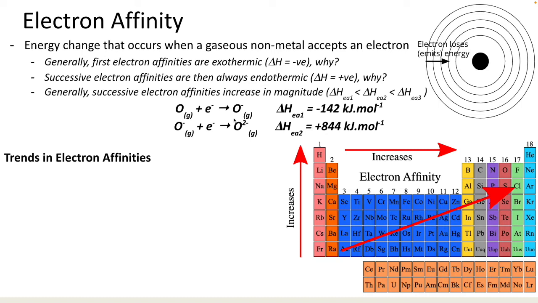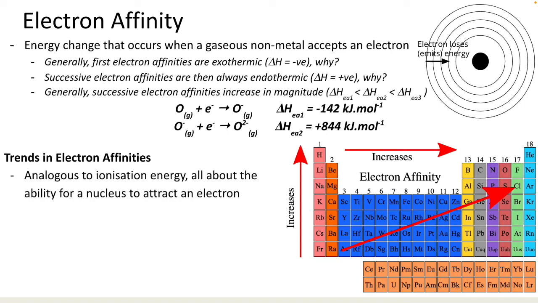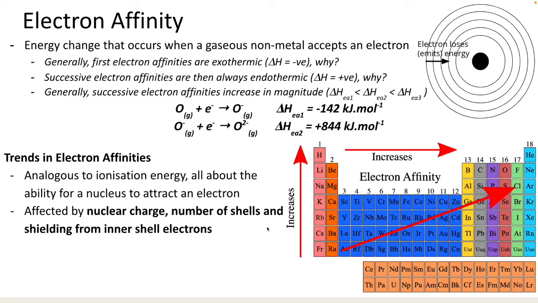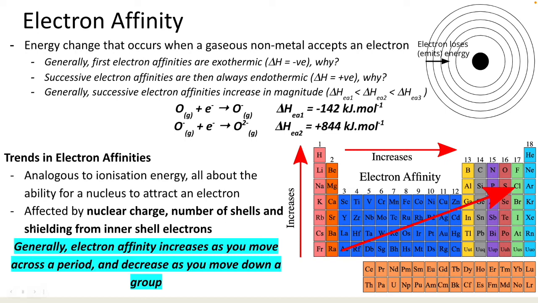And we can see trends in the periodic table as well, which is very useful. And that analogy to ionization energy, or sort of being the inverse to ionization energy, comes in useful here as well, because it's going to be the same factors affecting electron affinity, the same factors that affected ionization energy. You know, how much nuclear charge there is, how many inner shell electrons there are, how far the electron is from the nucleus, and so on and so forth. So it's affected by nuclear charge, number of shells, and shielding from the inner shell electrons.